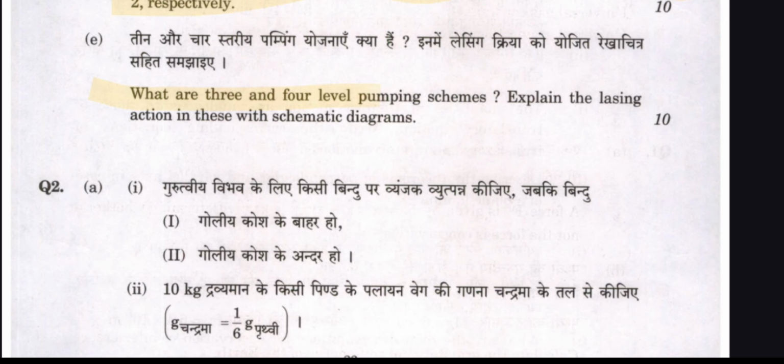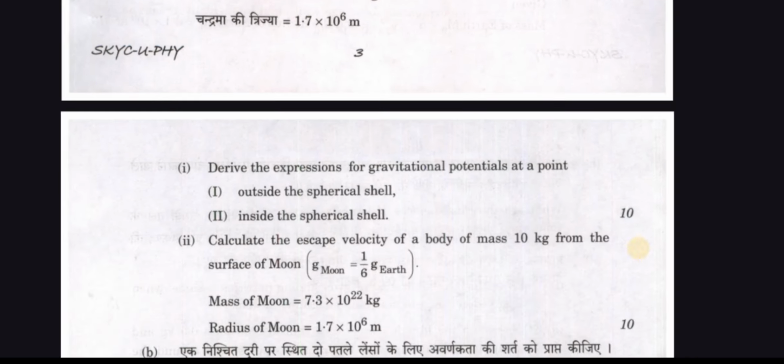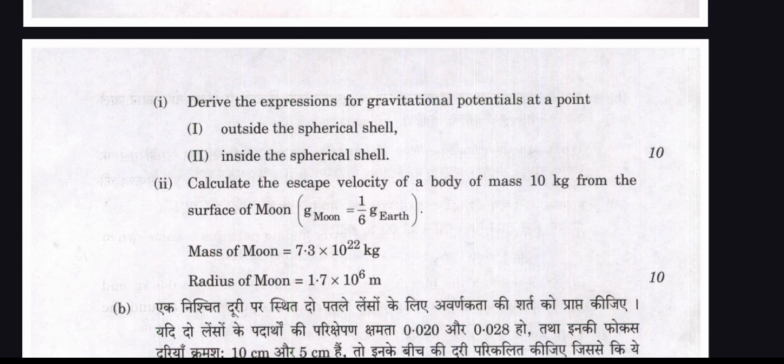What are 3 and 4 level pumping schemes? Explain the lasing action in these with schematic diagrams. And question number 2 is here. 2A. Derive the expression for gravitational potential at a point outside and inside a spherical shell.